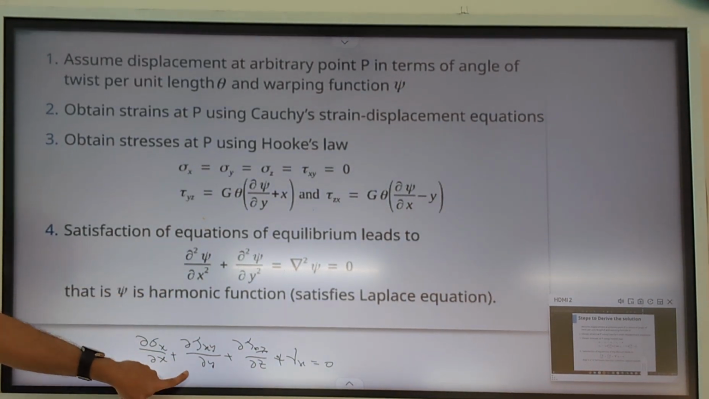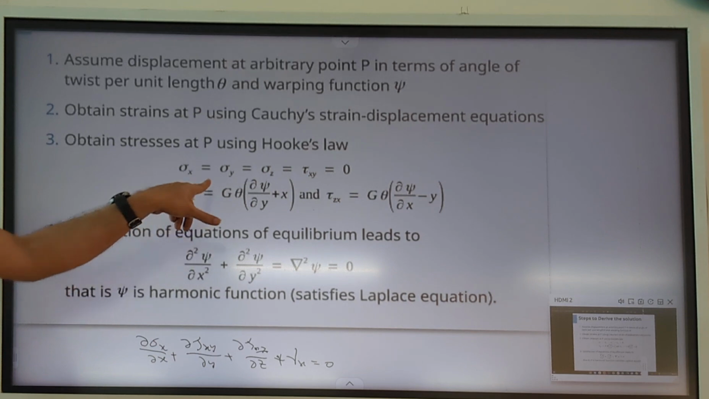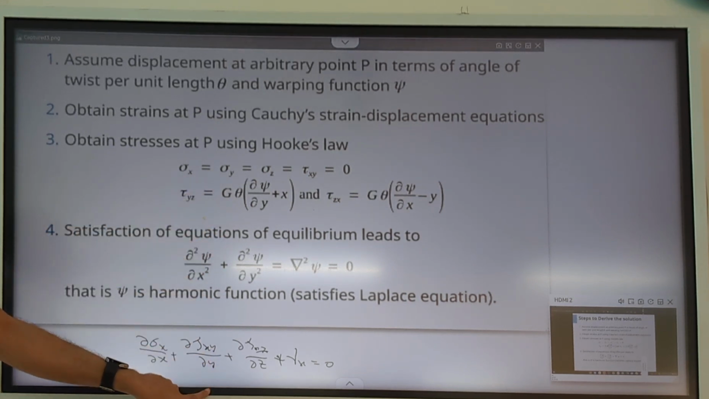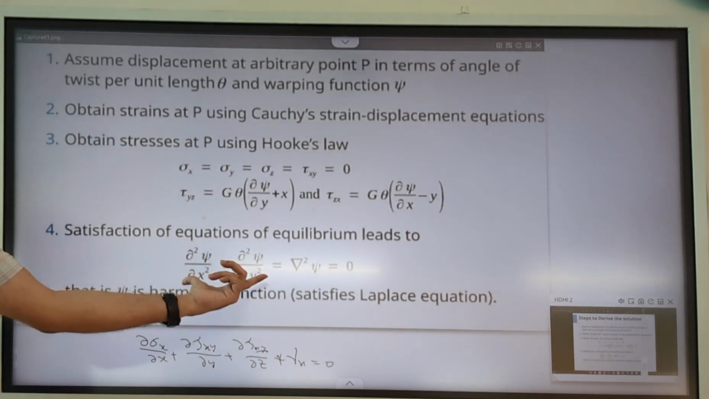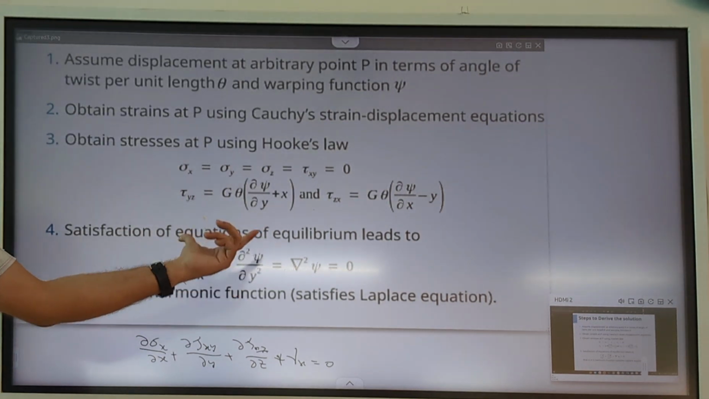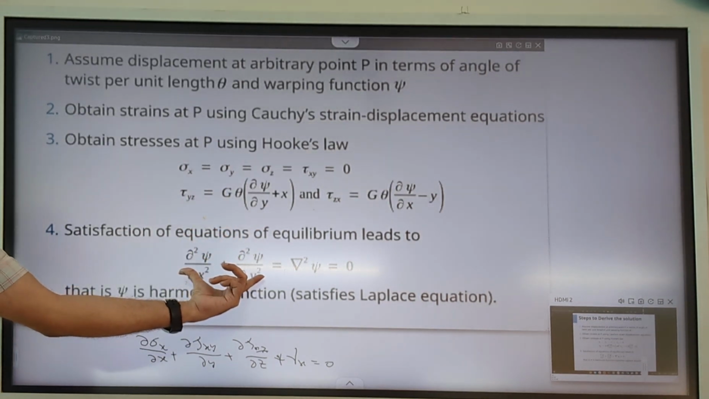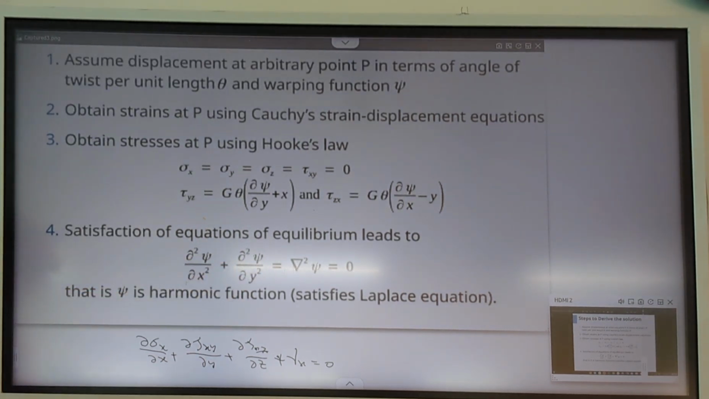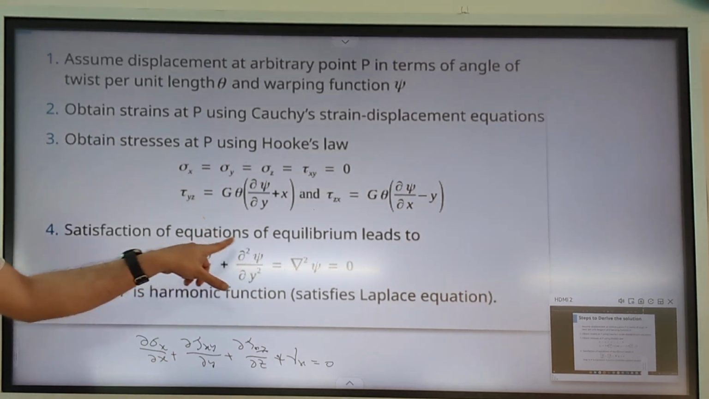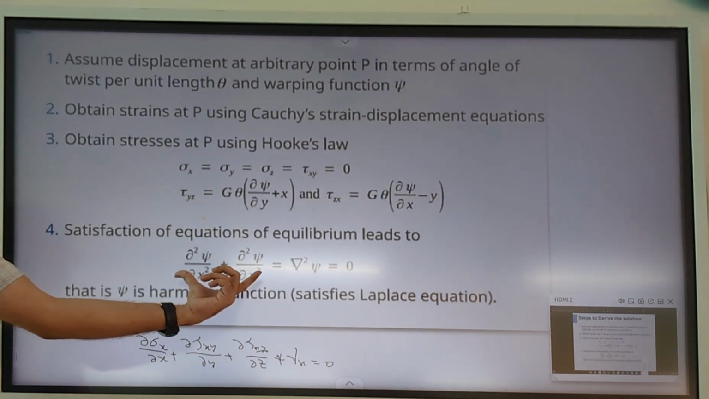So using the equations of equilibrium, if you substitute these stress functions into the three sets of equations, one of the equations will give you, and if you eliminate the theta, you will get the form or the property of this particular warping function. So this particular warping function satisfies what is called the Laplace equation.